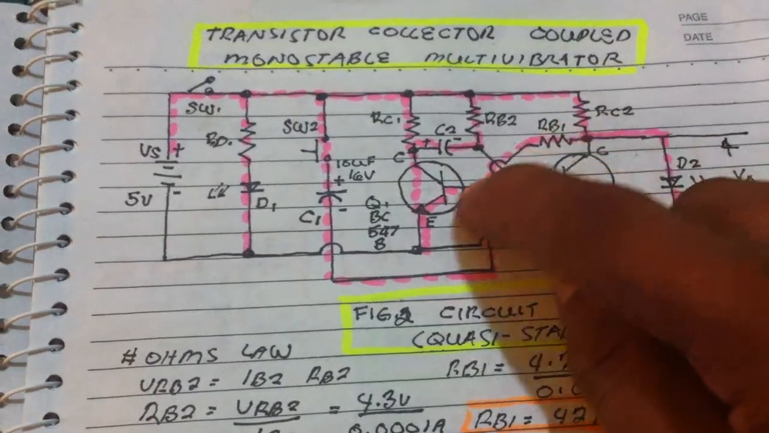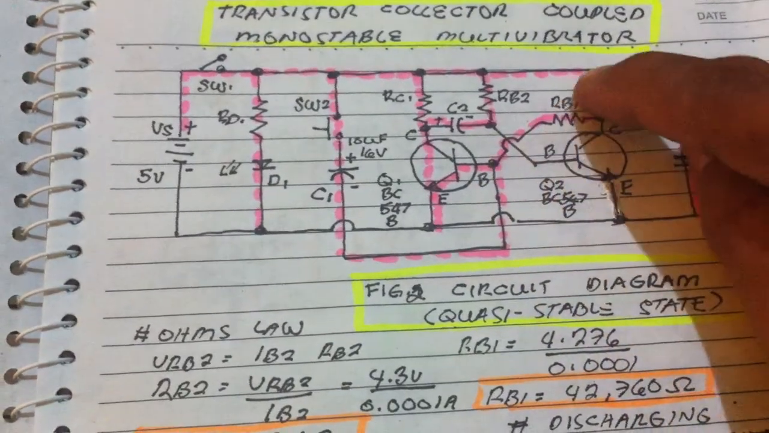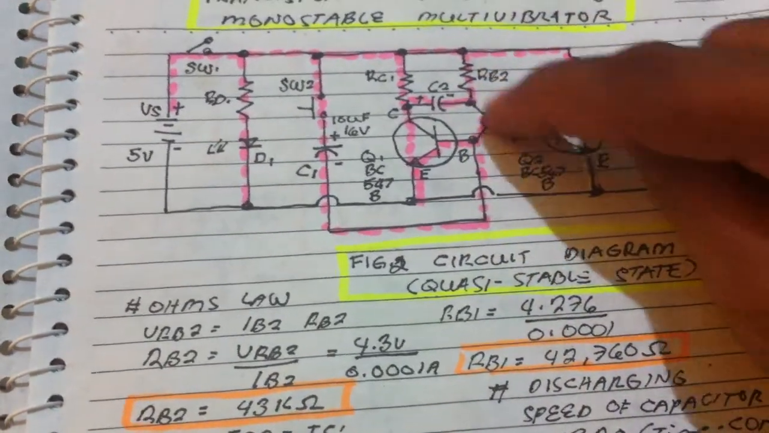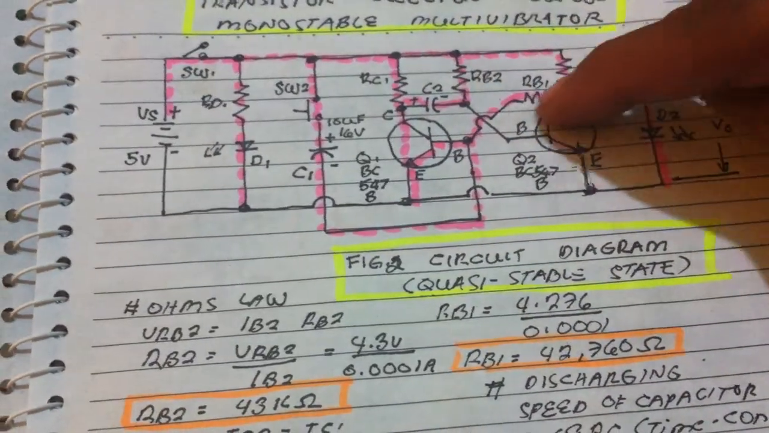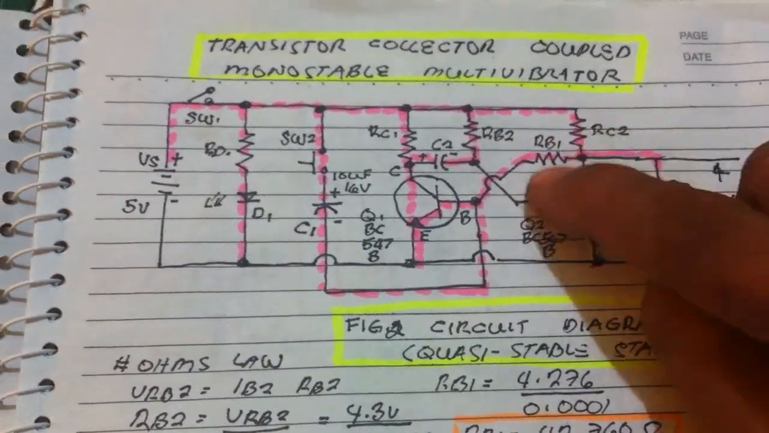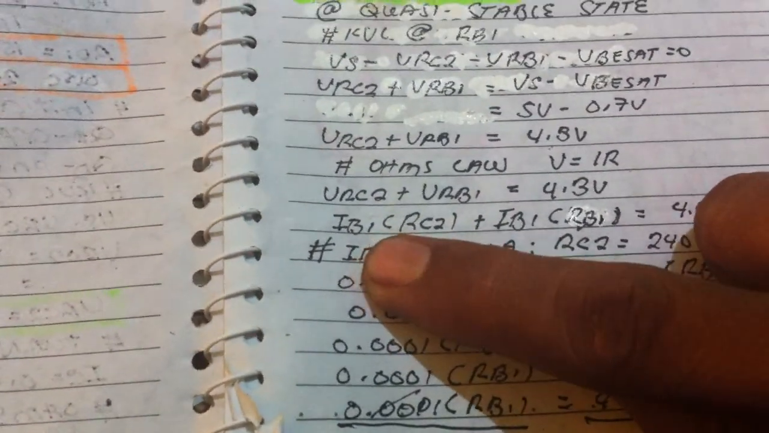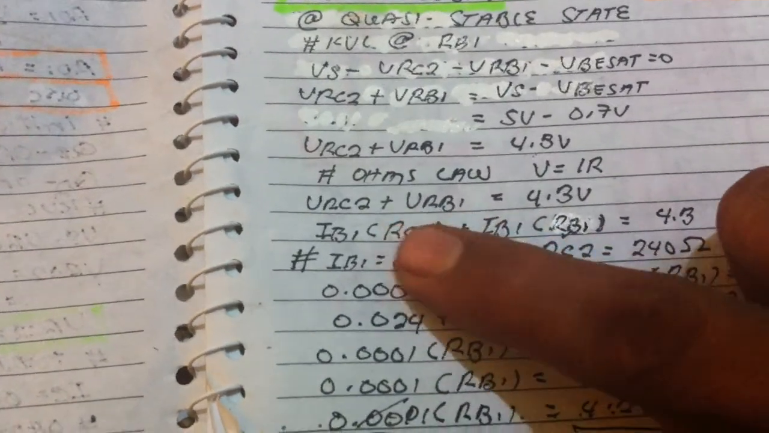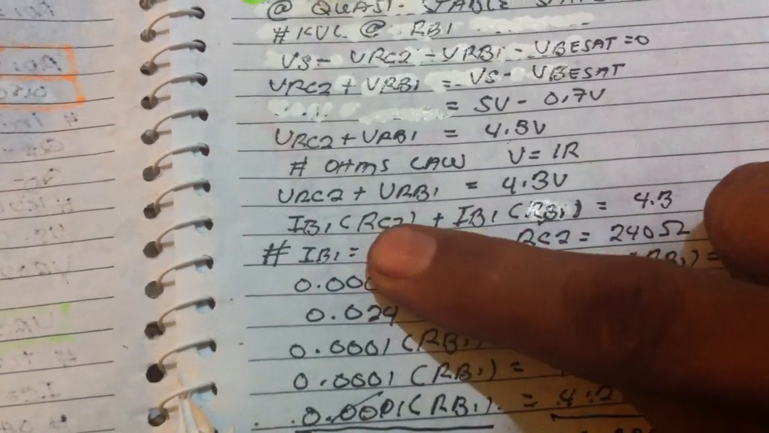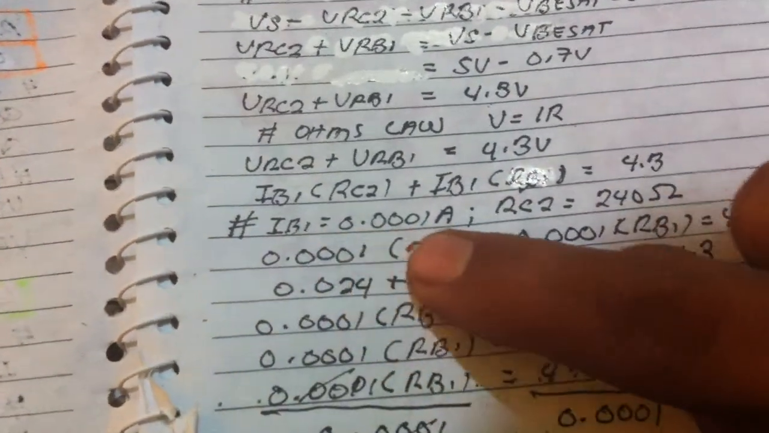The base current that flows here upon the application of the triggering pulse, activating this line, is the same as the base current here. Since the current flowing here, the base current, is now 0.001, this is also 0.001, which is IB1 in the case of this formula. Substitution: RC2, 4.3. Since IB1 is 0.1, RC2 is 240. We now know the value of RC2 here.